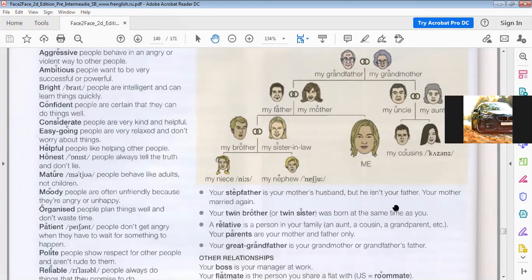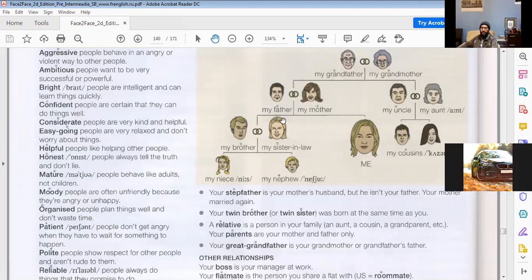Then we have bright. Let's see. What do you think, Selma? Can you read bright for us? Tell us what you think it means, bright. Okay. People are intelligent and can learn things quickly. Correct. So if you can learn things quickly and you are intelligent, especially if it's in a class, for example, or if you're learning something, or if you're good at school, we say this student is bright, right?